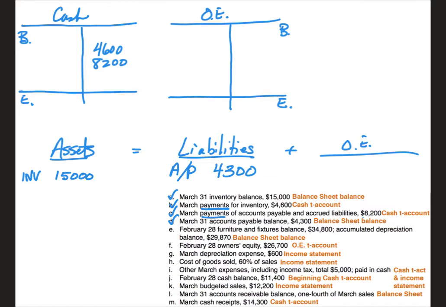Letter E tells us that on February the 28th, furniture and fixtures balance was $34,800. And accumulated depreciation balance was $29,870. Now what we have to remember here is furniture and fixtures, that's an asset, that's depreciable, and its contra asset account, accumulated depreciation, goes wherever it goes. So since it's an asset, the contra asset account, accumulated depreciation, is also under the assets, but it effectively reduces your assets.